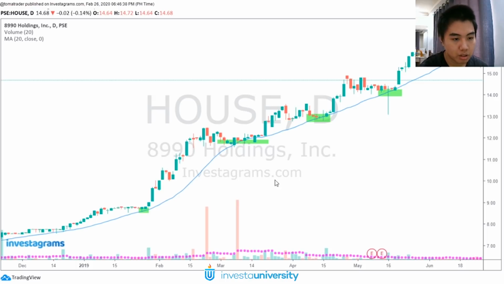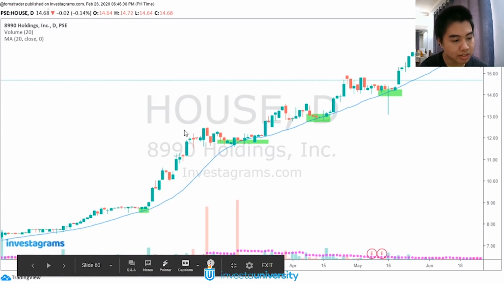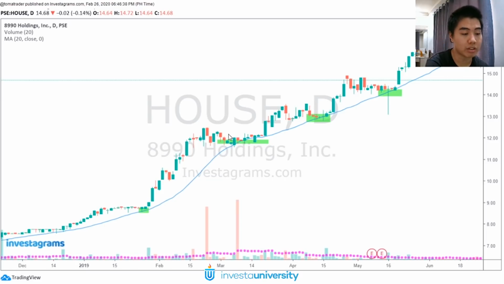So here, as you can see, whenever house tested MA20, bumabawi siya kagad. So that's levels where we can potentially buy at support. Diba? You can buy here, here, and here bago siya nag-breakdown. Diba? And as you can see here, medyo nag-overshoot siya below the level. No? Below MA20 here and here, right?